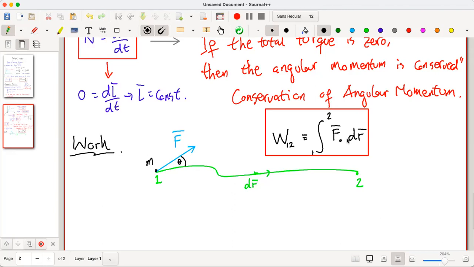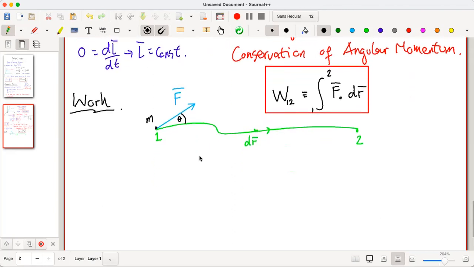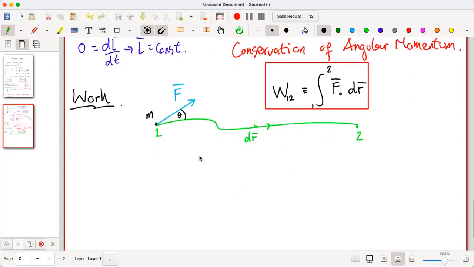Any question about this? So you can have the force and the displacement arbitrarily; they don't have to be in the same direction. The component of force that is along the displacement will contribute to the work. The component of force that is perpendicular to the displacement does not contribute to work. It will contribute to the torque, not the work.